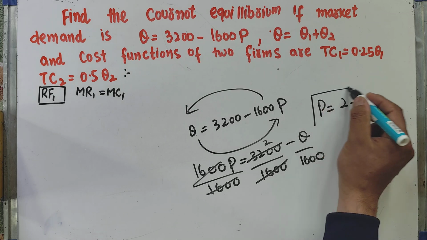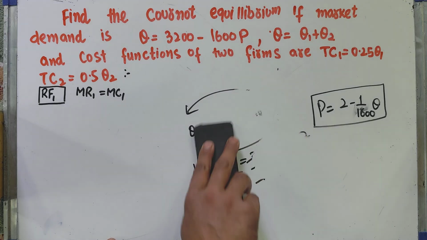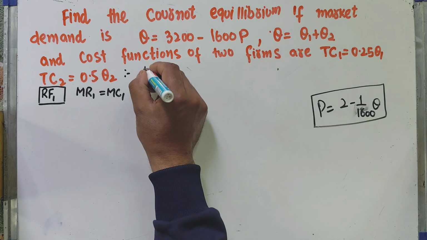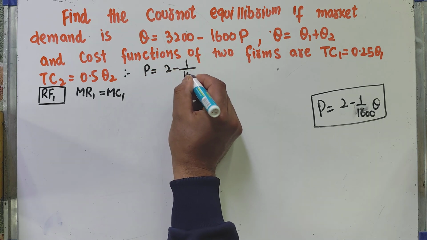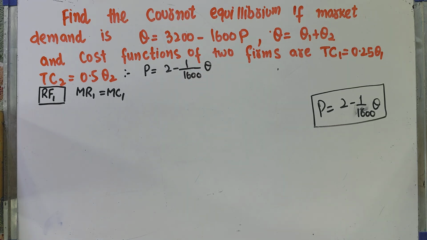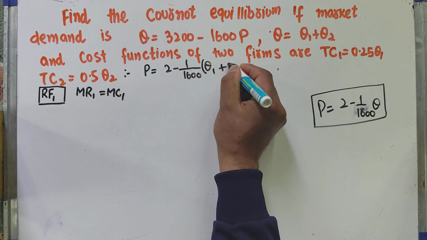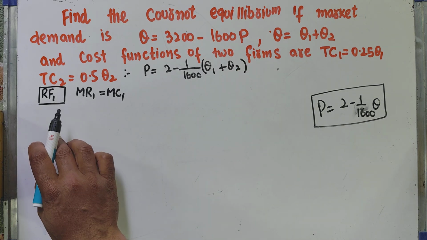This is the market demand function that we needed to find first. So this is the inverse demand function: P is equal to 2 minus 1 upon 1600 Q. Now we know that Q is equal to Q1 plus Q2, so can I write Q1 plus Q2 in place of Q? I can. First we need to find the reaction function of firm 1.